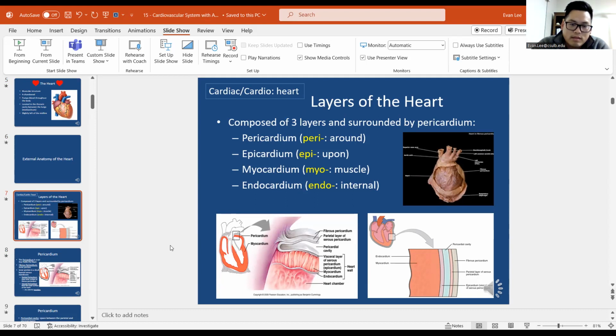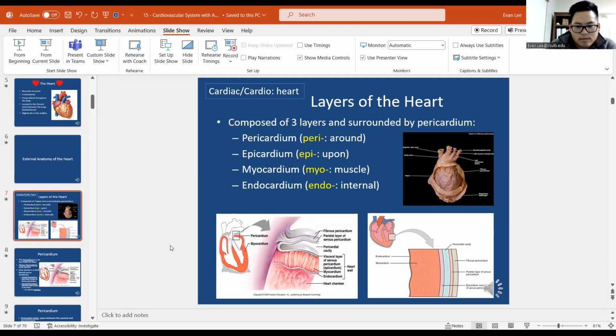So looking at these terms, we actually have seen a similar organization. So let's see what other words we have here. Peri, epi, myo, and endo. So peri and epi, kind of like how we had layers surrounding the nerves, layers surrounding the lungs, this is going to be pericardium on the very outside, epicardium, which is going to be on the outside of the heart itself, myocardium, myo, kind of like myofibril, myofilament, is muscle, and then endocardium is going to be internal or inside.